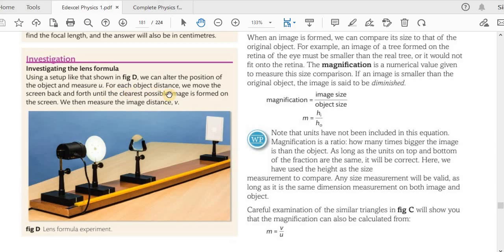For each object distance, we move the screen back and forth until the clearest possible image is formed on the screen. So we move this until we get a very sharp, clear image, because if it's blurred or not clear, that means it is not at the correct position. If it's at the exact position, the image will be sharp and clear, but if it's away, the image becomes blurred and unclear.